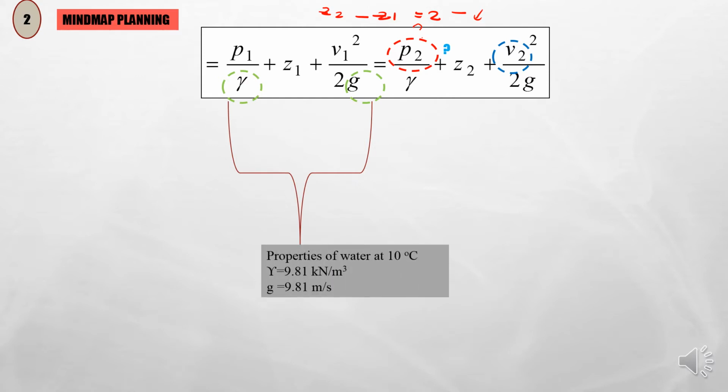Okay, because the equation already states that the water is at a temperature of 10 degrees C. Therefore, by using the appendix, I can't remember the table number, but I think it's Table A something, you can get the information that at that temperature the specific weight for water is 9.81, and, okay, this one is the wrong unit, and g is 9.81 as well. So we are done with the left side.